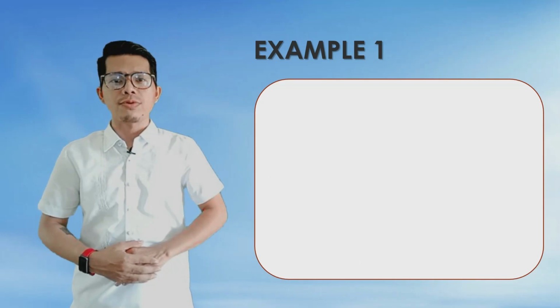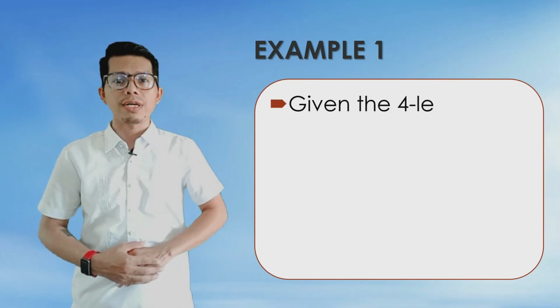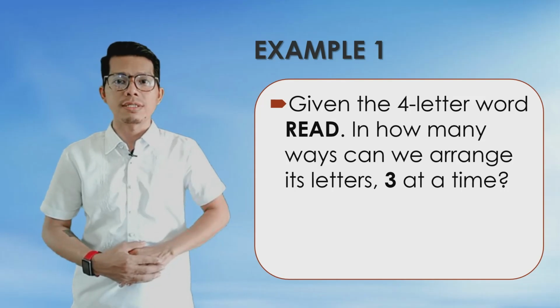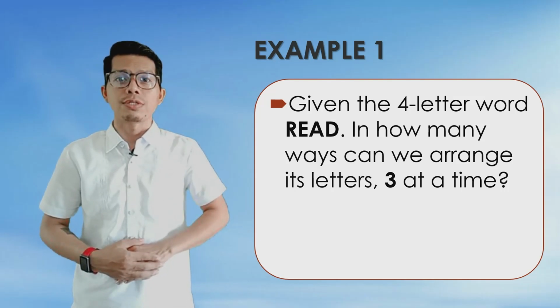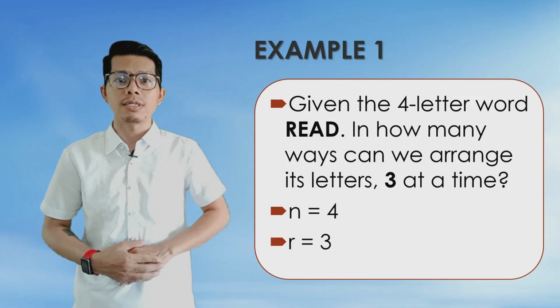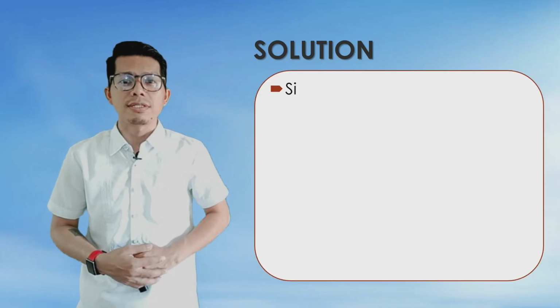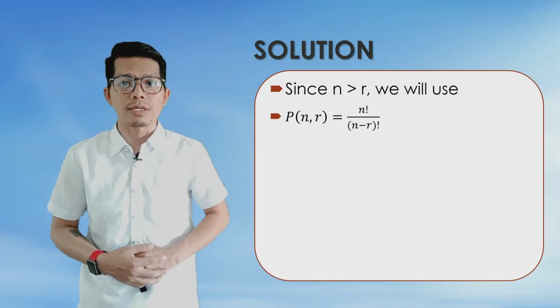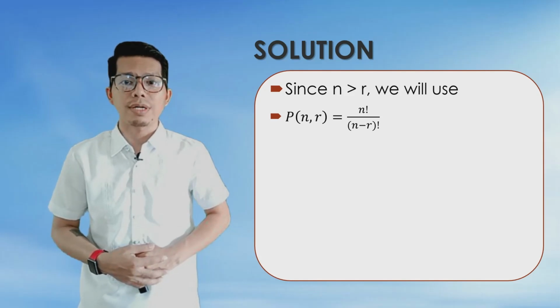Now, let's try to have some examples. Given a 4-letter word READ, in how many ways can we arrange its letters 3 at a time? In this case, there are 4 letters. Therefore, n is equal to 4. And we're going to select only 3 of its letters, so r is equal to 3. Since n is greater than r, we are going to use the first formula, which is the permutation of n objects taken r at a time is equal to n factorial over the quantity n minus r factorial.